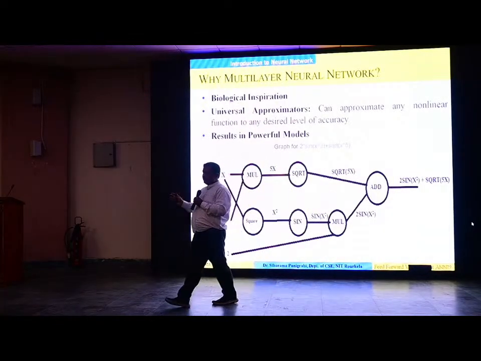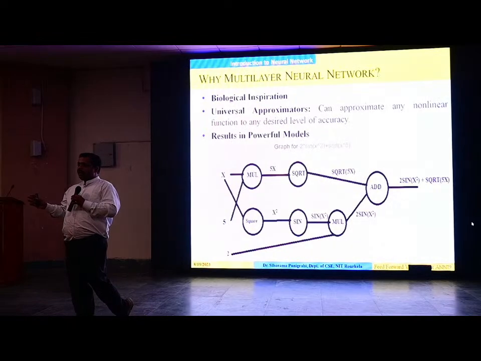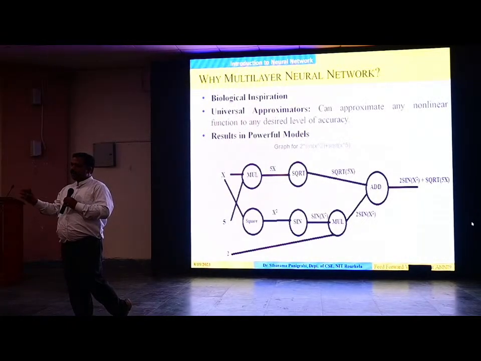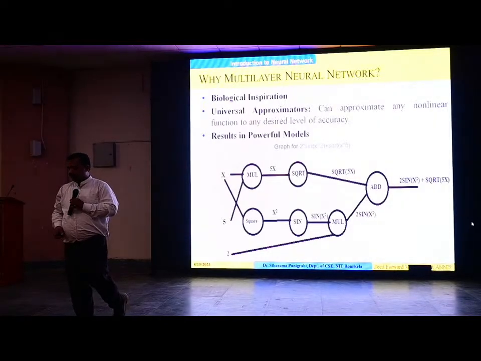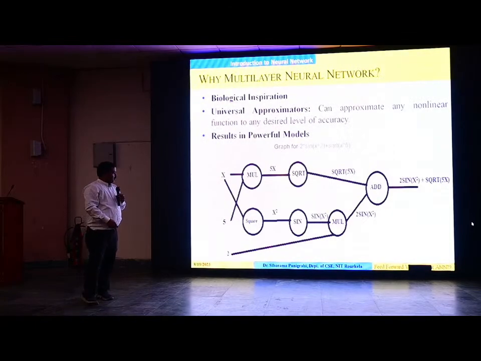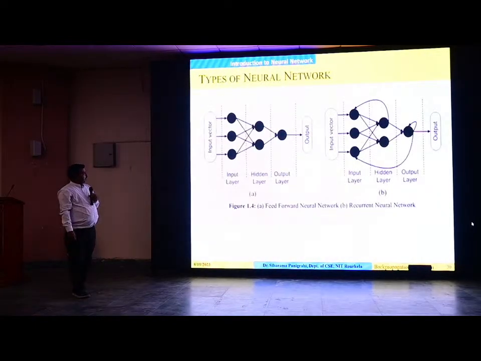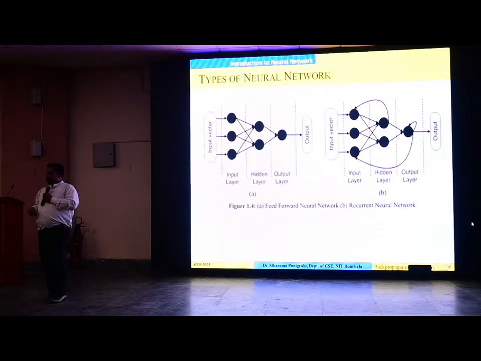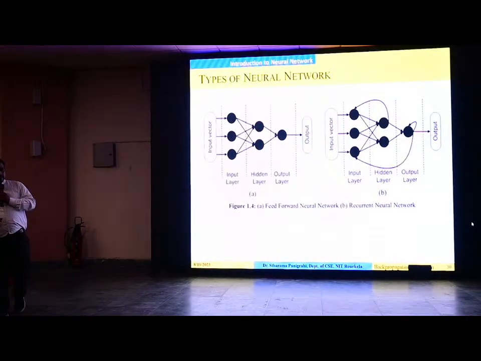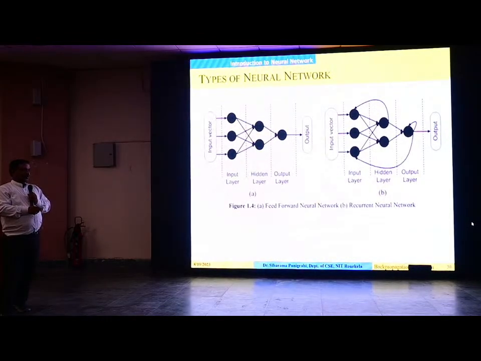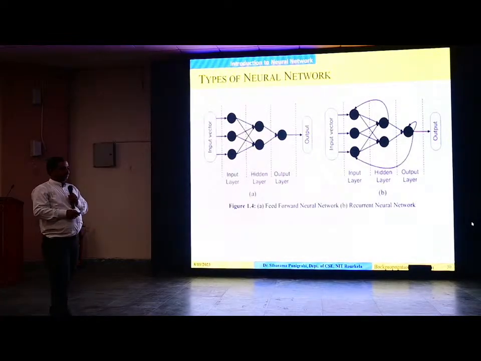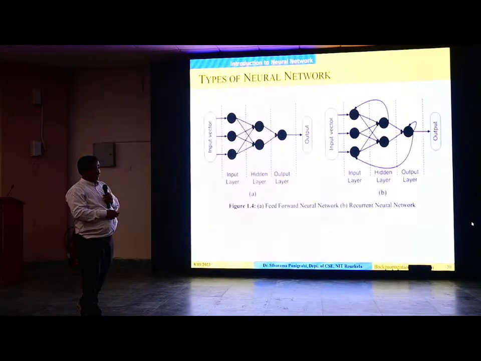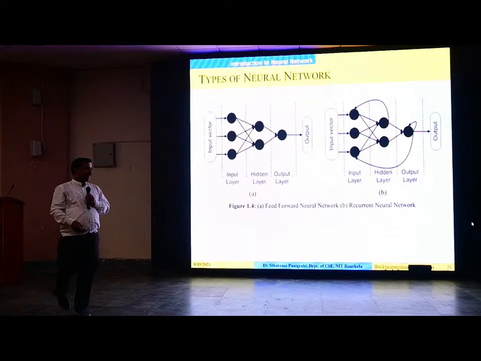Similarly, you can approximate any nonlinear function to any desired level of accuracy, provided that you choose the hyperparameters appropriately. Next is another type of neural network. One is the feed-forward neural network. Another one is the recurrent neural network. In a feed-forward neural network, the input flows towards the output, whereas a recurrent neural network is a directed cyclic graph, where the output of one layer may be given as input to the previous layer, right?